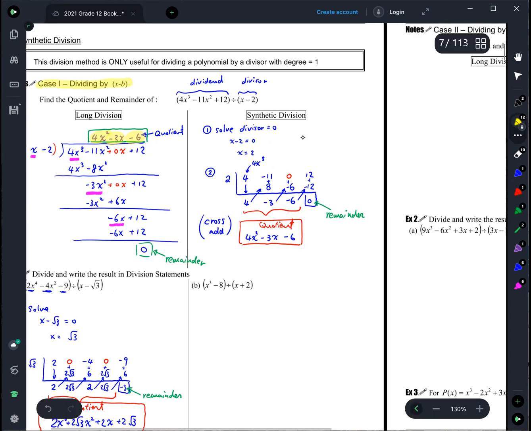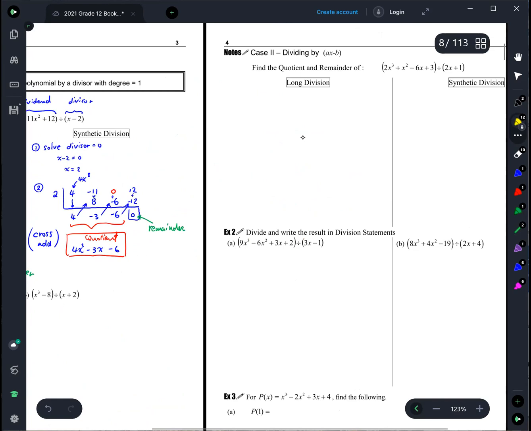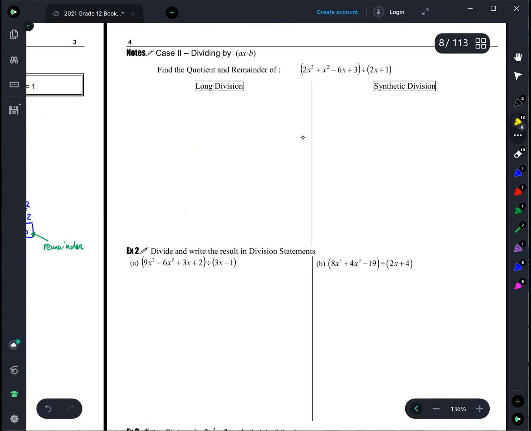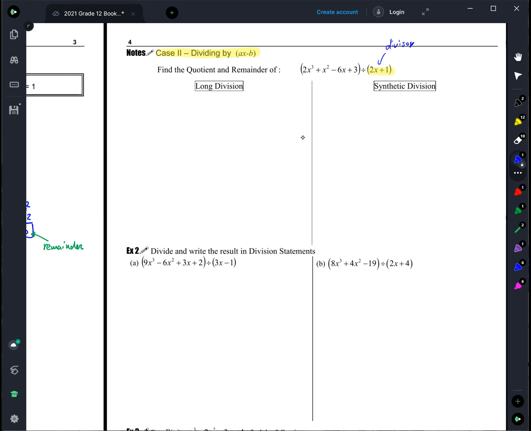Now if you look at the next page, case 2, the divisor is ax minus b. So a is not 0 anymore. For example, here we have 2x plus 1 as our divisor. So the coefficient of x is not 1 anymore. It has 2x, or it could be negative 3x, could be anything. So let's see what difference it will make. But we'll start with the long division first.